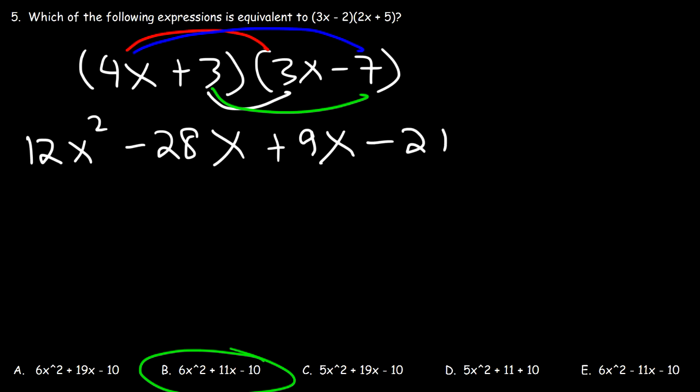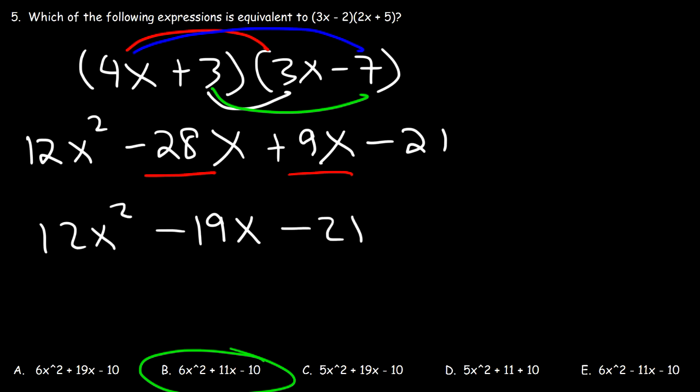Now we need to combine like terms. So negative 28 plus 9, that's a negative 19. So the final answer is 12x squared minus 19x minus 21. And so that's it for this problem.